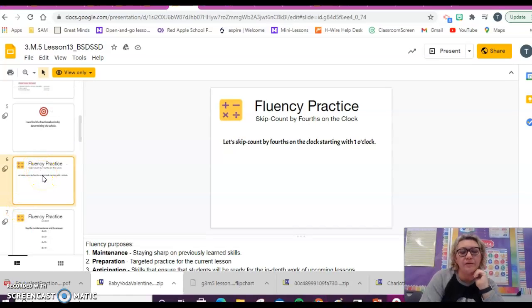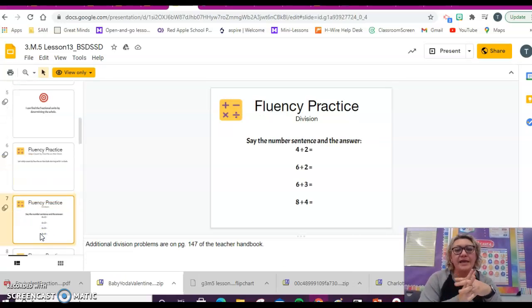Okay, so now we are going to do some division problems. So you're going to say the whole number sentence and the answer. 4 divided by 2 is, if you said 2, you are correct. 6 divided by 2 is, if you said 3, you are right, because 2 times 3 equals 6. So 6 divided by 2 equals 3. Say that. Okay. 6 divided by 3 equals 2. Say that. And 8 divided by 4 is 2. Say that. 8 divided by 4 equals 2.